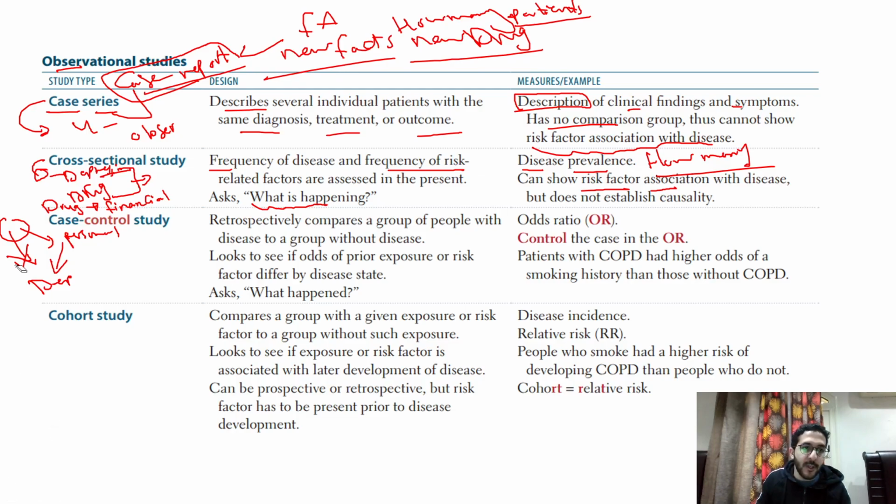Let's just move these out of the way. Let's now move on to the next one, and this one is case control studies. Usually we study case control and cohort together because they're opposite to each other.